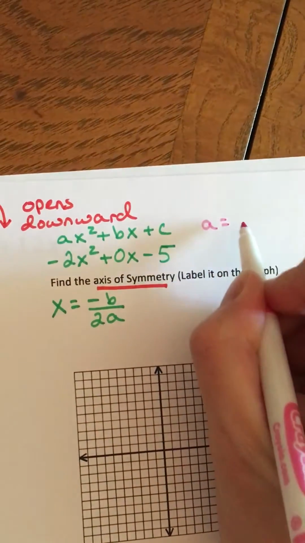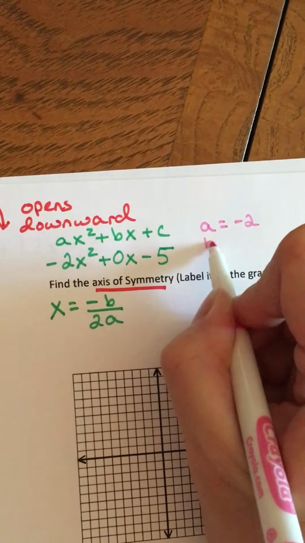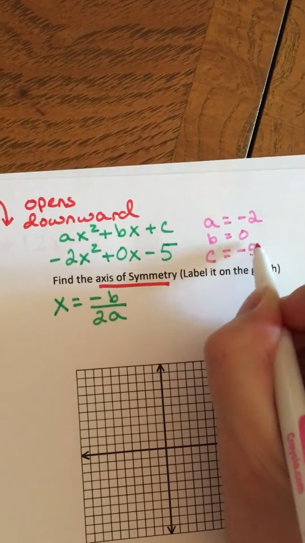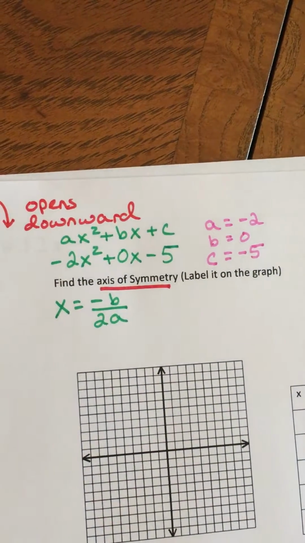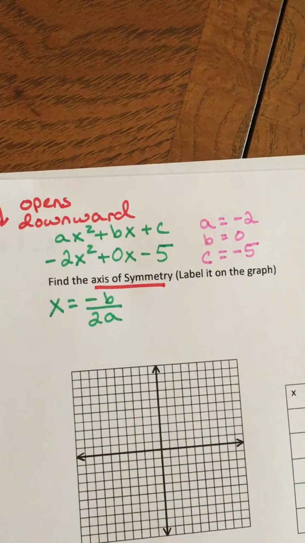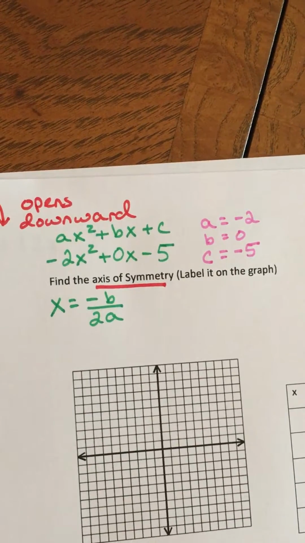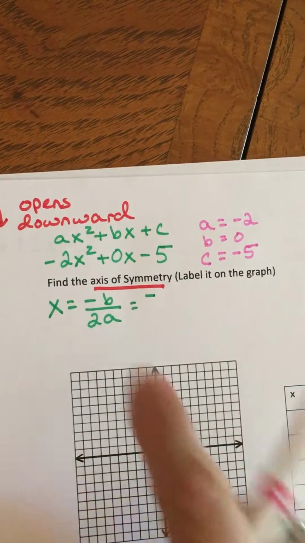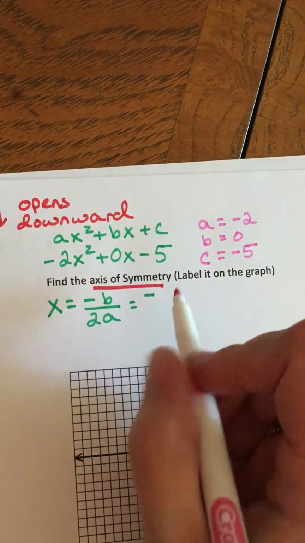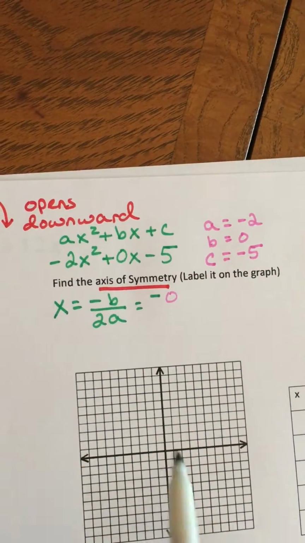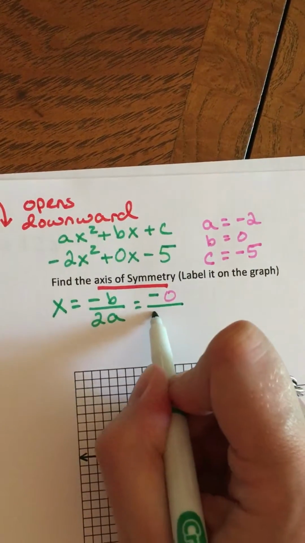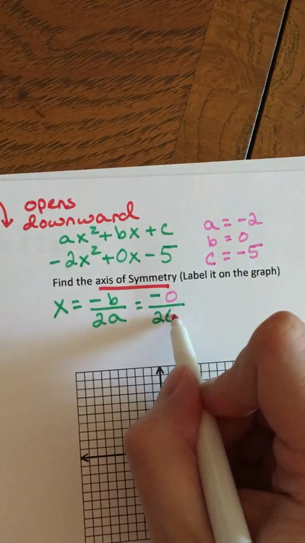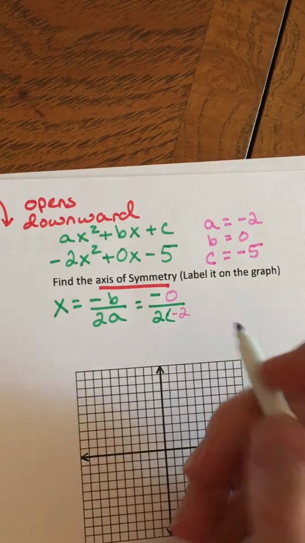So a is equal to negative 2, b is equal to 0, and c is equal to negative 5. Let's put those into our axis of symmetry equation. So I have negative times my b value of 0 divided by 2 times my a value of negative 2.